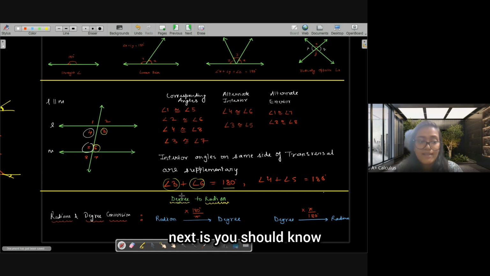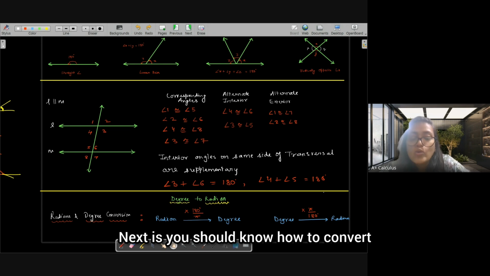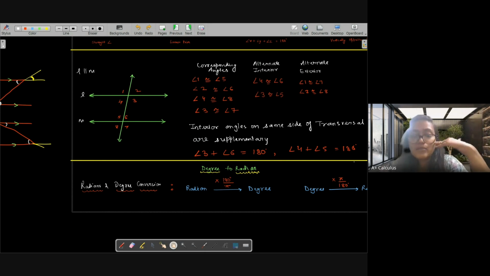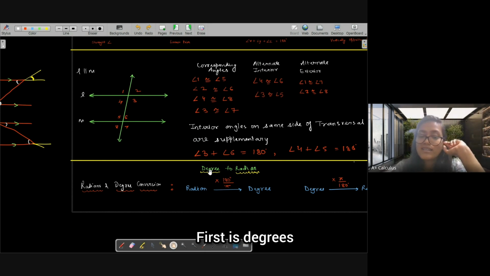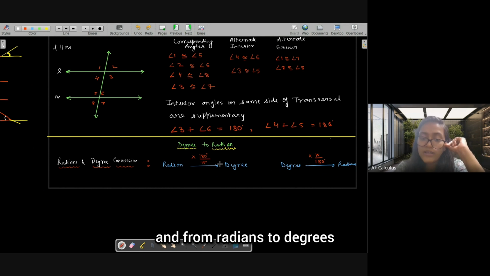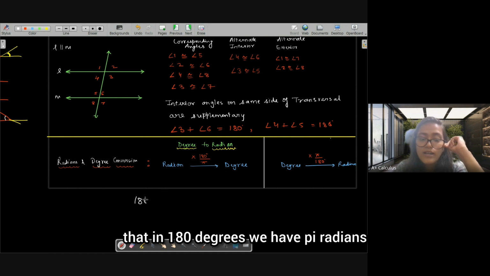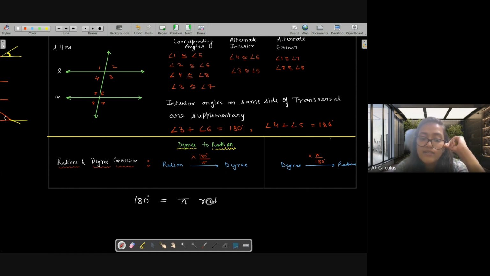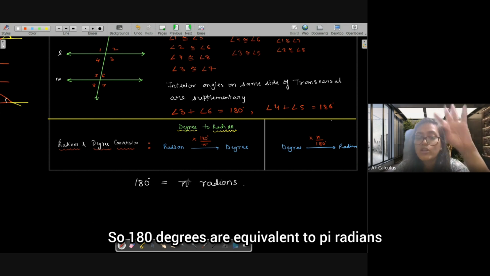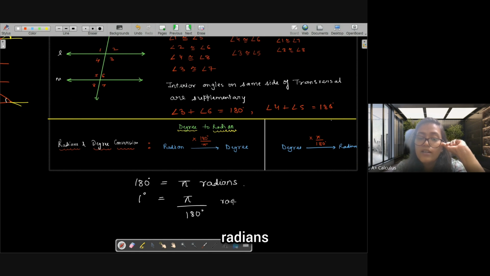Okay. Next, you should know how to convert the units of angles. By now you would know that there are two units to measure an angle. First is degrees and the other one is radians. You should know how to convert an angle from degrees to radians and from radians to degrees. For that, you should know just one thing: in 180 degrees, we have pi radians. You should remember this fact. So 180 degrees is equivalent to pi radians, so 1 degree will be equivalent to pi over 180 radians.